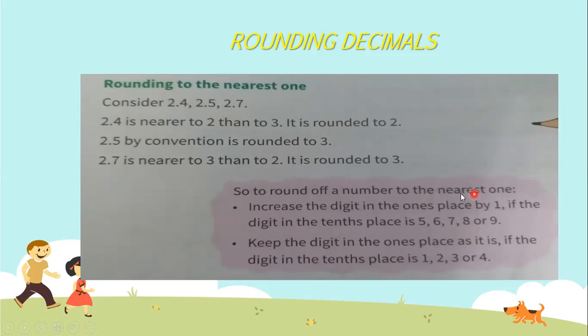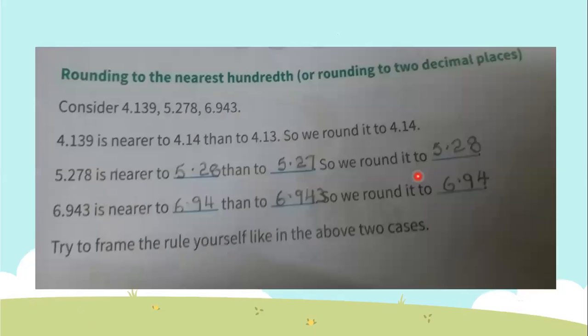So to round off a number to the nearest one, increase the digit in the ones place by 1 if the digit in the tenths place is 5, 6, 7, 8 or 9. If any one of these digits is there, then it will round off to the next number, so you have to increase the number by one. Keep the digit in the ones place as it is if the digit in the tenths place is 1, 2, 3 or 4. If these numbers are after the decimal point, you have to keep the number as it is. You shouldn't change it. This is the way you have to round off the numbers.